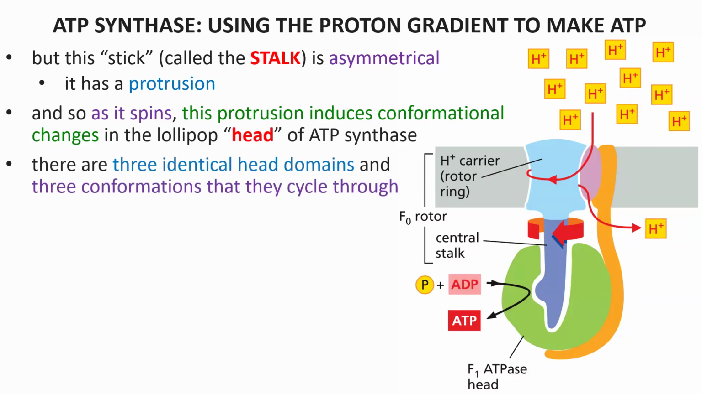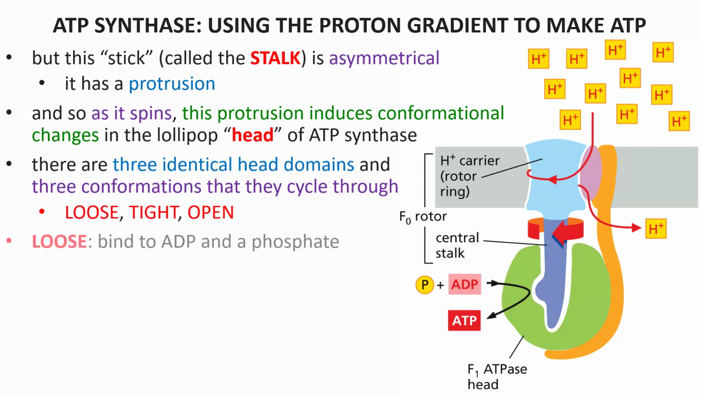The head domain is actually made up of 3 identical subunits. And each of those 3 subunits can cycle through 3 different conformations. And what's driving the cycling is the spinning of this protrusion. And the names of those conformations are loose, tight, and open.